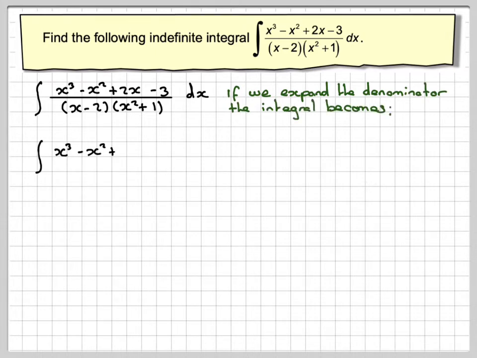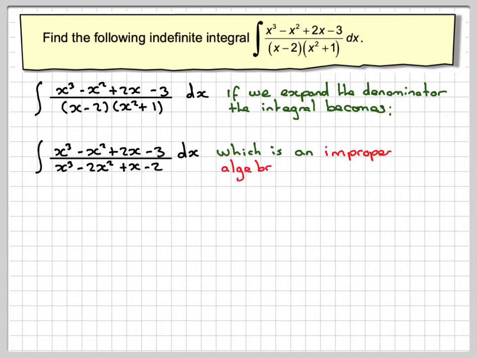the integral will become (x cubed minus x squared plus 2x minus 3) over (x cubed minus 2x squared plus x minus 2). Because these powers are the same, this is considered to be an improper algebraic fraction. So we need to do a division first.